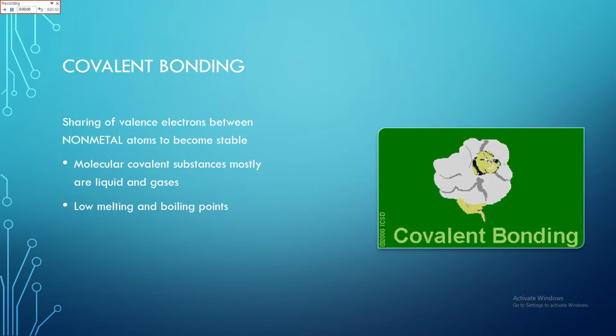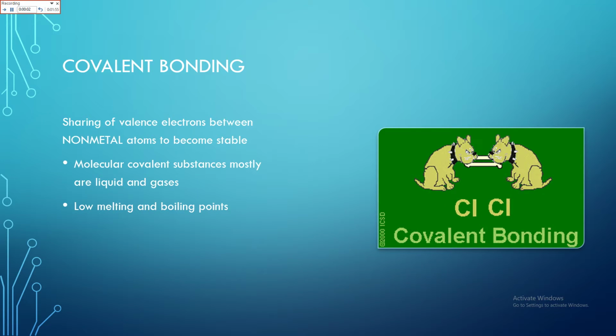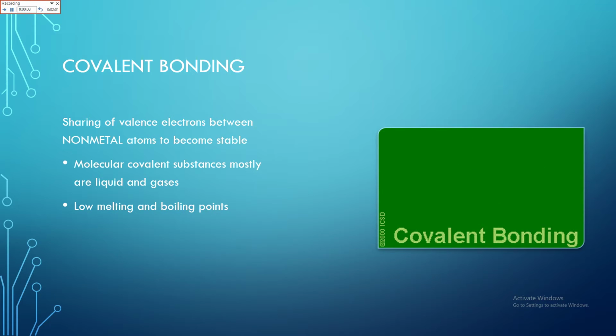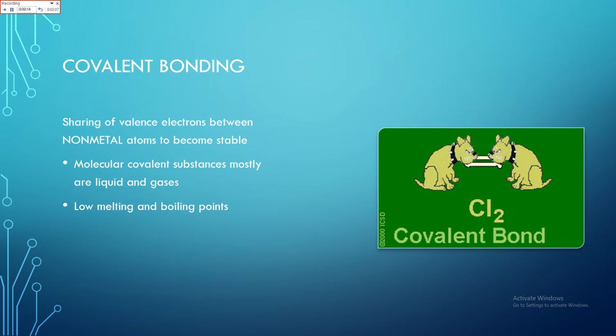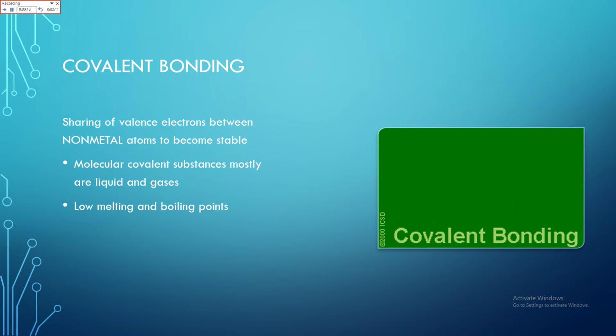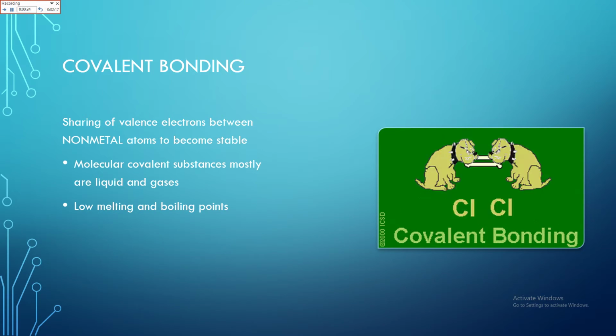The second one is covalent bonding. Covalent bonding is the sharing of valence electrons between non-metal atoms to become stable. For them to become stable, hydrogen, oxygen, chlorine, and many others exist as diatomic molecules, which have two atoms for them to exist.